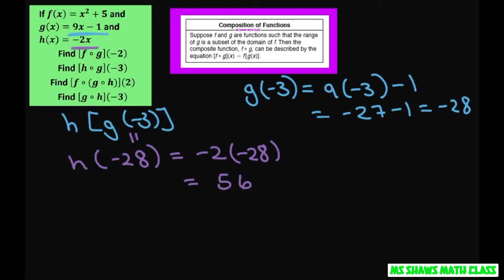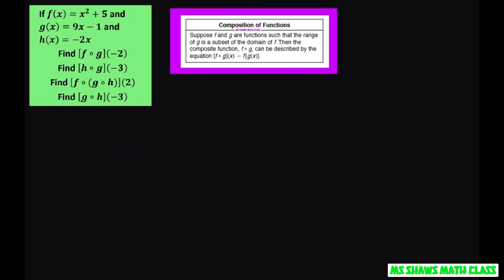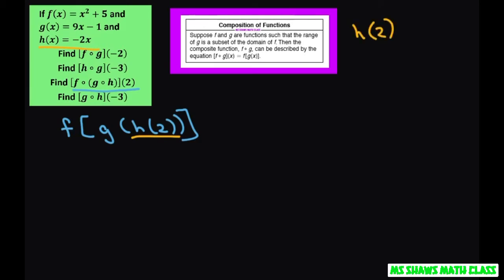All right. The next one is 3 of them. Oh my goodness. So you always want to do, so basically it's like this. f of g of h of 2. So the first thing we want to do is do h of 2. So h of 2 equals negative 2 times 2, which equals negative 4. So this whole thing equals negative 4.